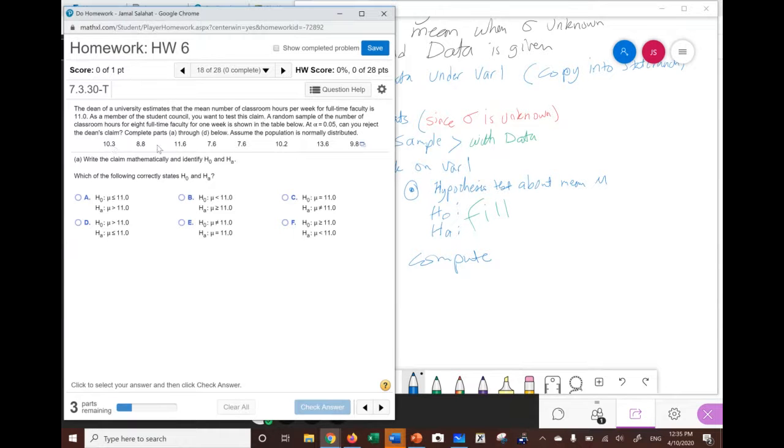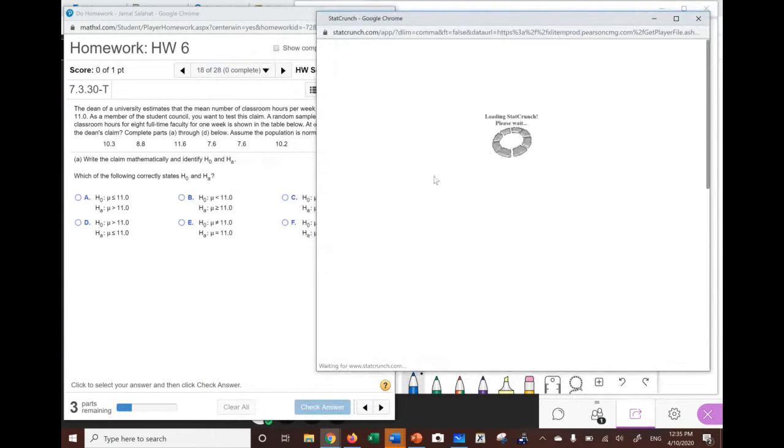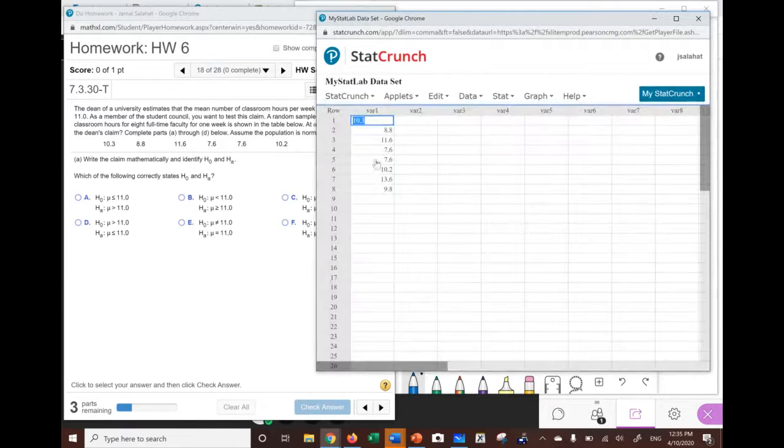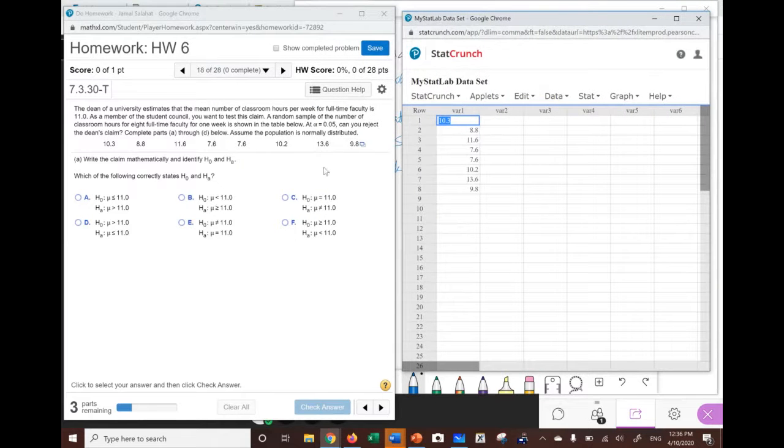So the first thing we do when we have data like this is click on the link next to the last number, which is 9.8, and we open StatCrunch. The data will go into StatCrunch right now. It's loading. So here's our data in StatCrunch. Now let's read what the problem wants before we continue.